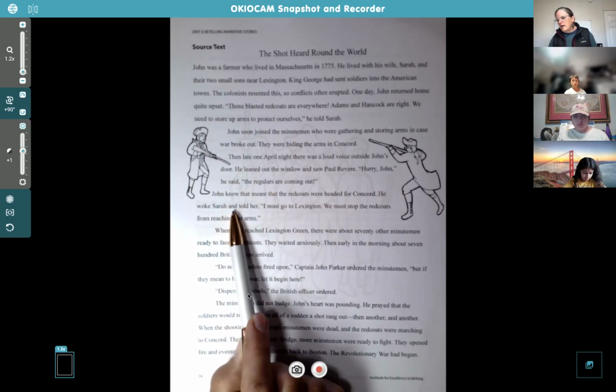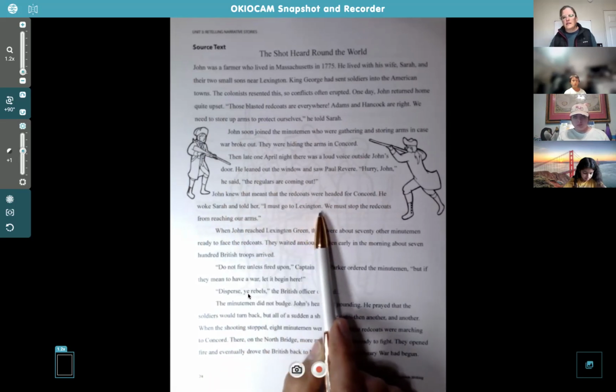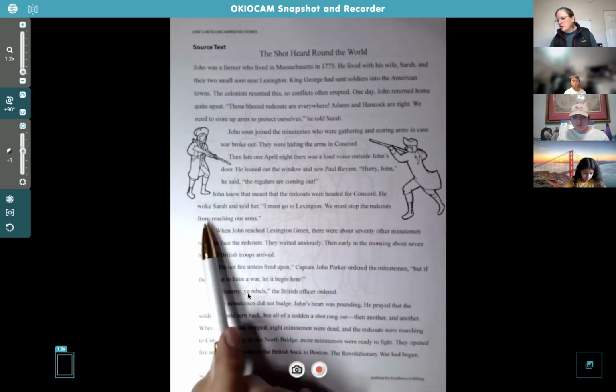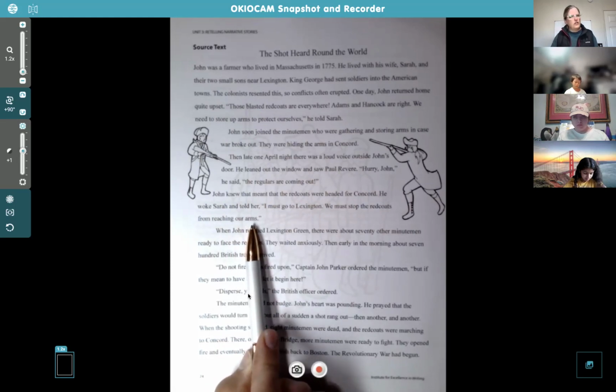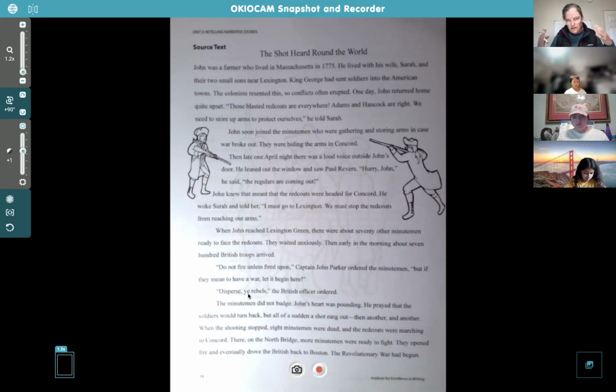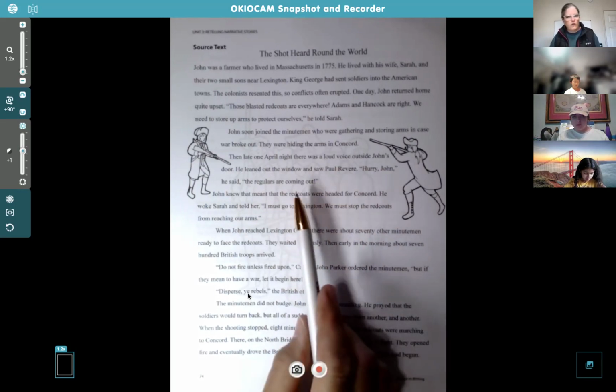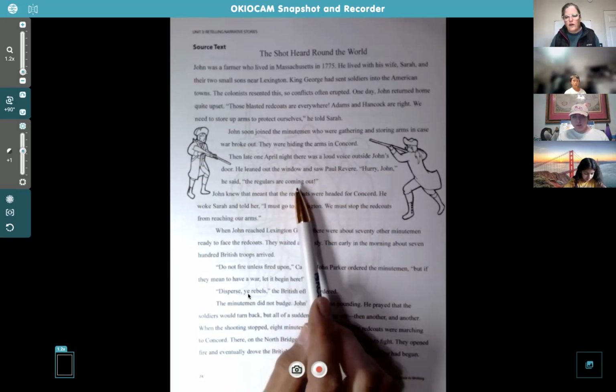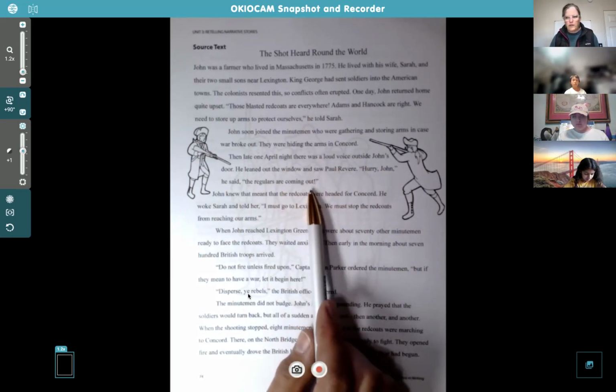He woke Sarah and told her, "I must go to Lexington. We must stop the redcoats from reaching our arms." Because they knew if the redcoats made it and found all the military, like all the weapons, then there's no way the Americans would win the battle, right? They would have no weapons to fight back on. If you're dealing with guns, there's nothing that can match gunpowder other than another gun, right? So they needed to protect their weapons.